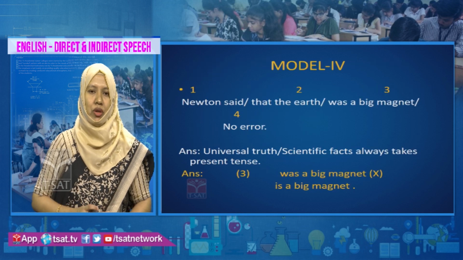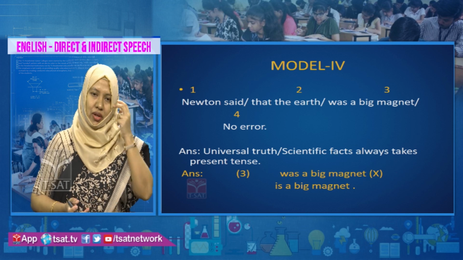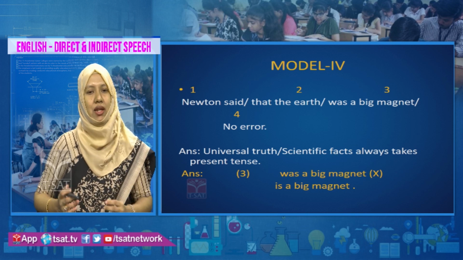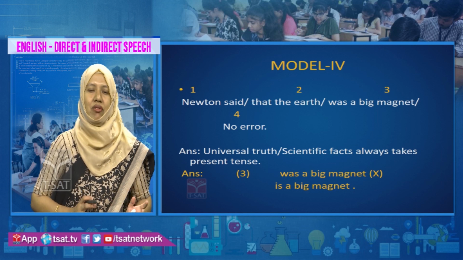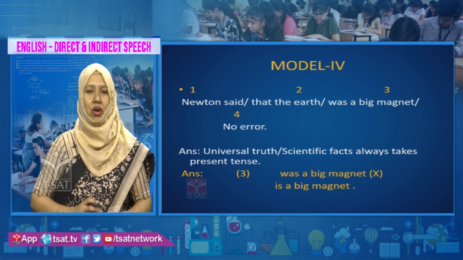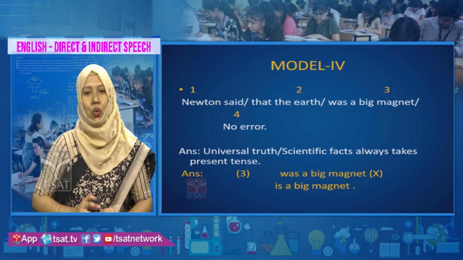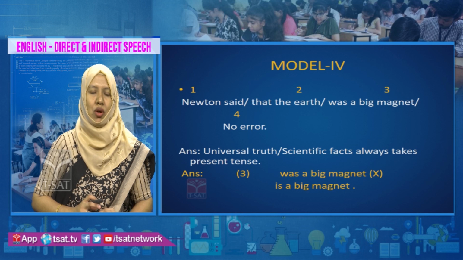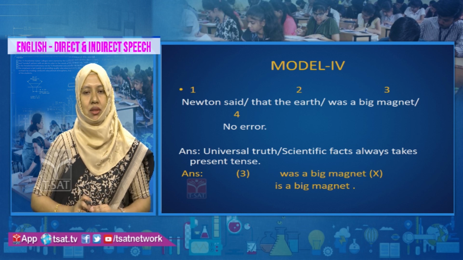Next kind of sample questions. Out of 4 options, you have to identify whether there is an error in any part of the sentence, whether it is in part 1, 2, 3 or 4, or no error. Let us look at the first example. Newton said that the earth was a big magnet. No error.